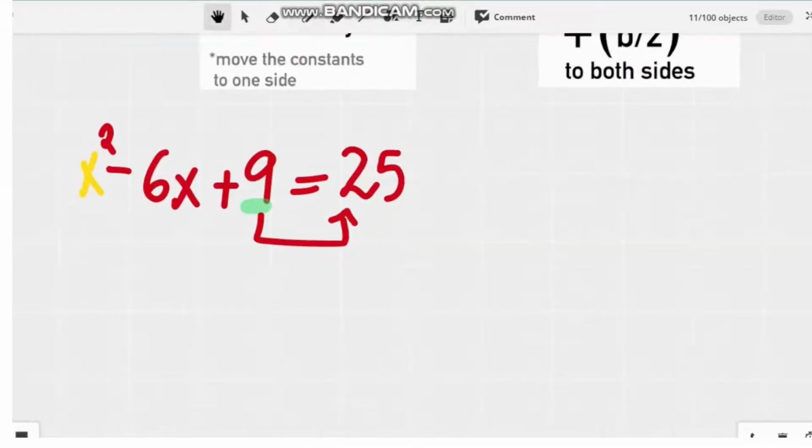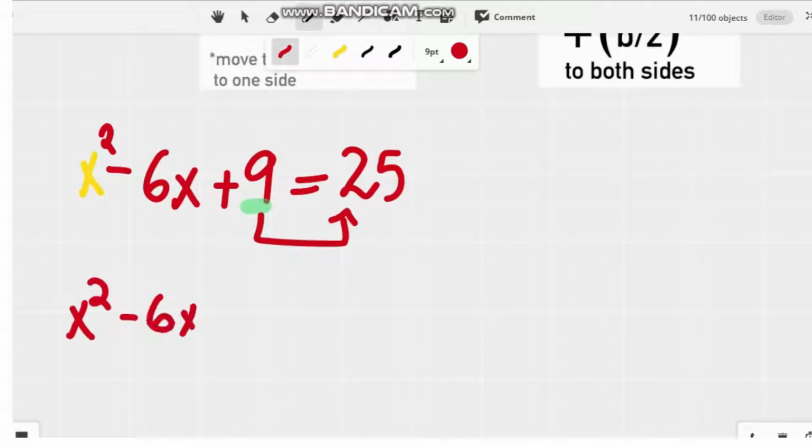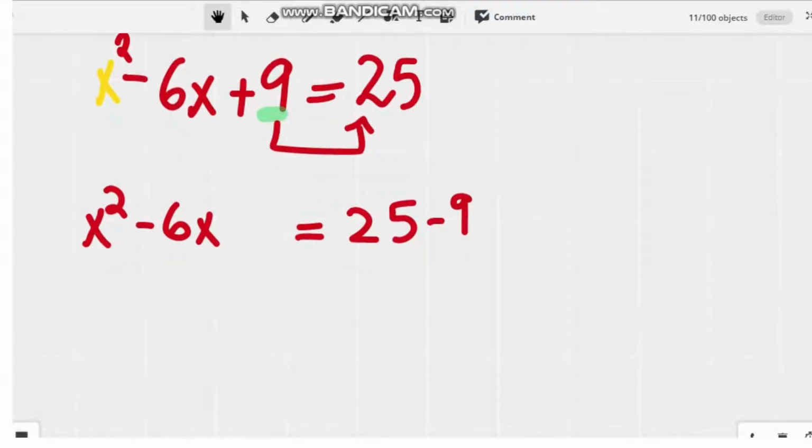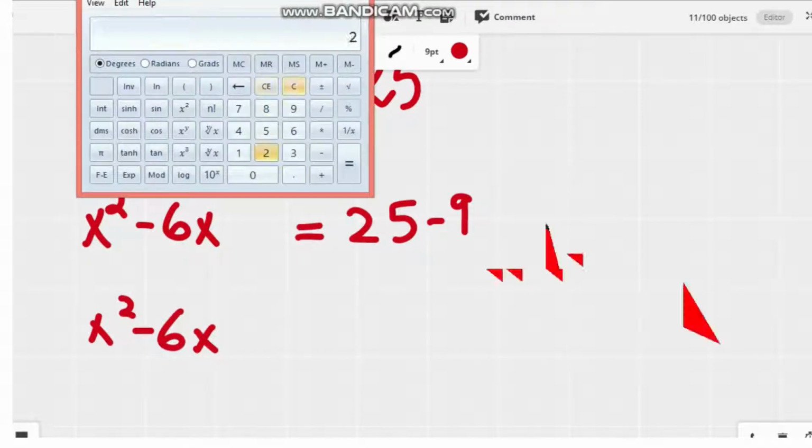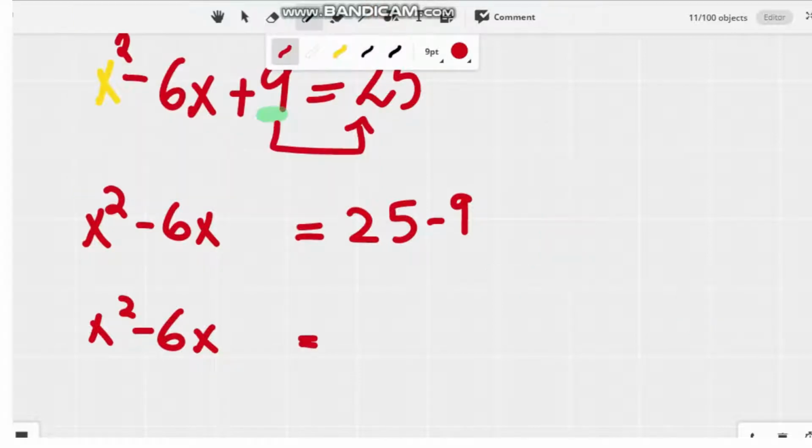When you move this 9 to the right side with 25, 9 is right now positive, and when you shift it to the right side, it becomes negative. So 25 minus 9 you will do. X square minus 6x equals 25 minus 9. Now 25 minus 9, that is 16. So x square minus 6x equals to 16.